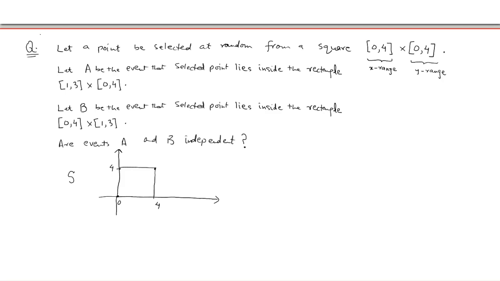Can anyone make event A for me? Can we visualize event A? Anyone? What do I do? Event A is a rectangle. That's what the question says. Which rectangle is it? Event A. Anyone? The X range will be starting from 1 and ending at 3. So we start at 1 and we end at 3. And what about the Y range? Y range 0 to 4. Very same. So the rectangle might be something like this, right? That's event A.